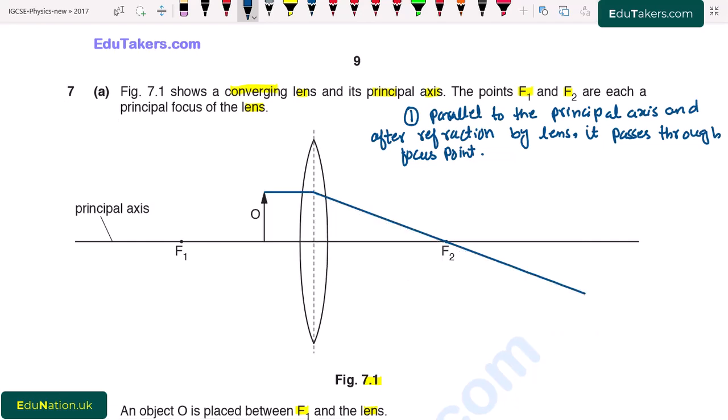So this is the path of the first ray. The second ray is the one passing through the center of the lens and going straight forward. It does not deviate. I write here: second ray passes through center of lens and goes straight.